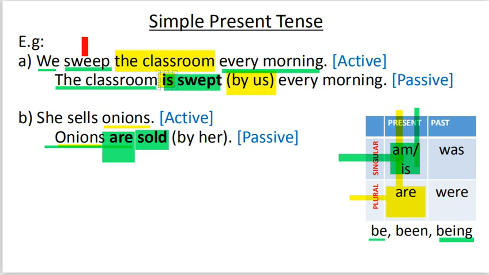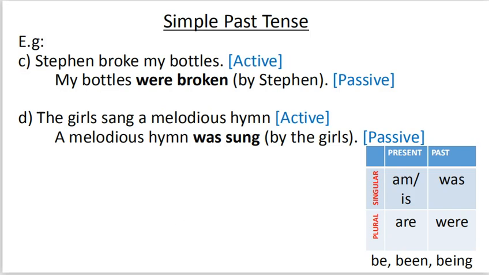Let's go to example C and example D. These ones are in the simple past tense. Example C says, Stephen broke my bottles. As you can see, broke. This is in the past tense.